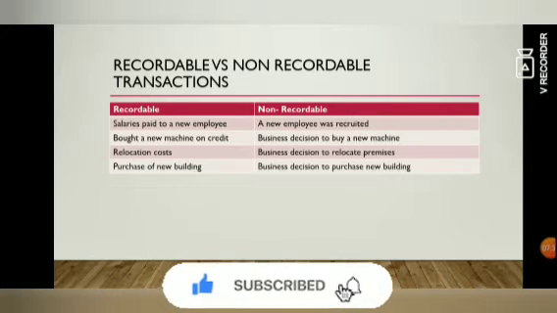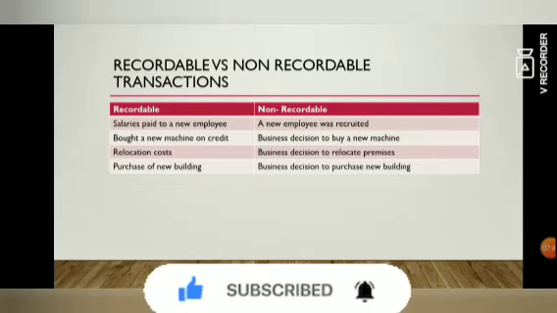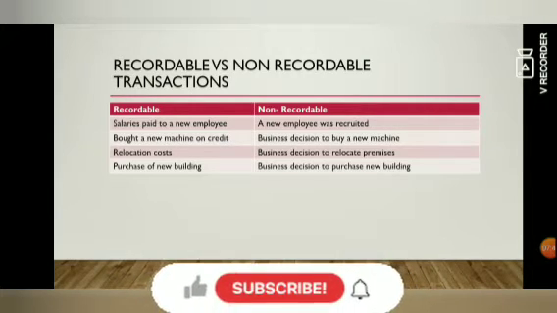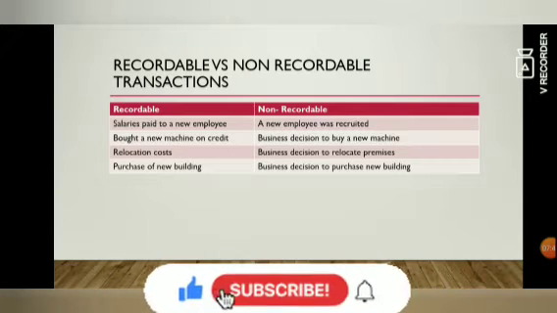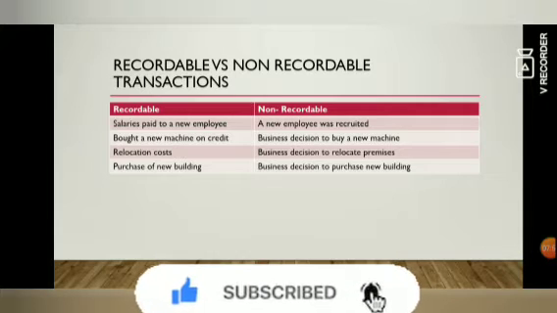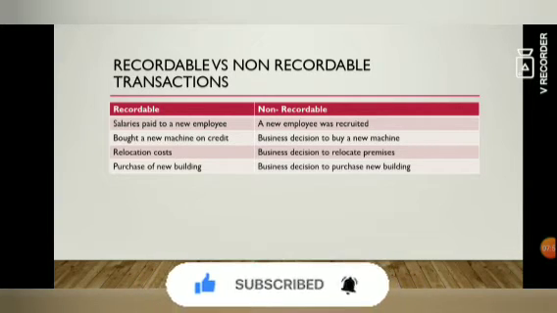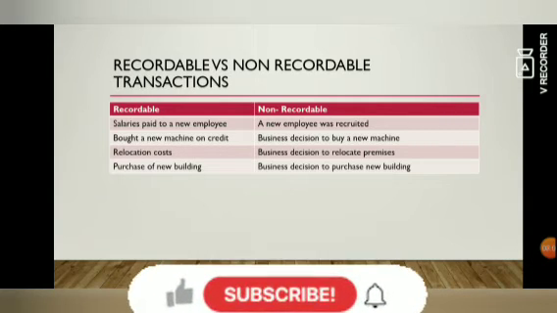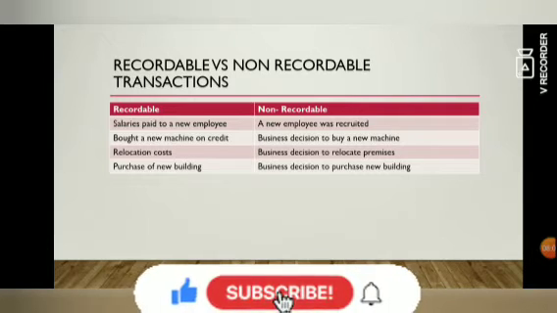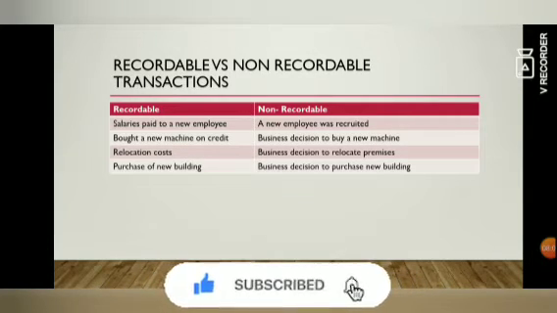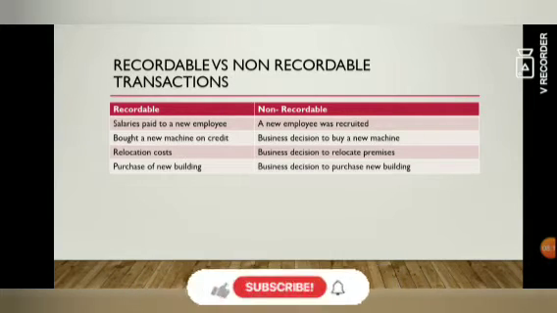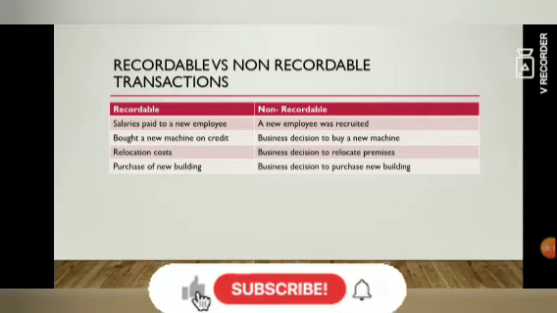But consider transactions like a new employee being recruited. Unless there's a cost involved in the transaction, of course it's not anything that accounting has to concern itself with. Or the business decides to buy a new machine. It's nothing that accounting has to be concerned with. But if the business buys the new machine by spending money, or if they buy on credit, then they have to be concerned. So this is how you differentiate between what you need to record and what you don't need to record in accounting. I hope the first step of the accounting process is quite clear for all of you.